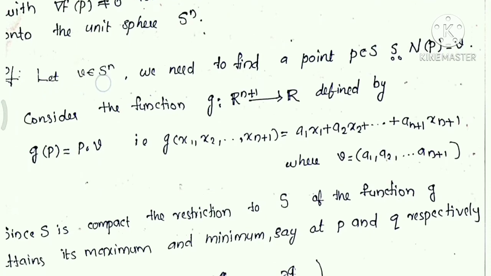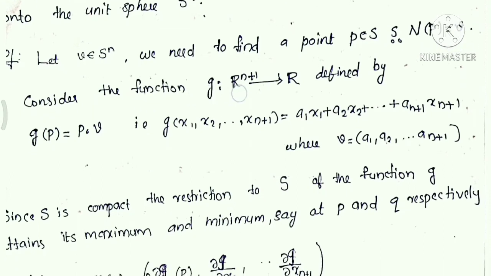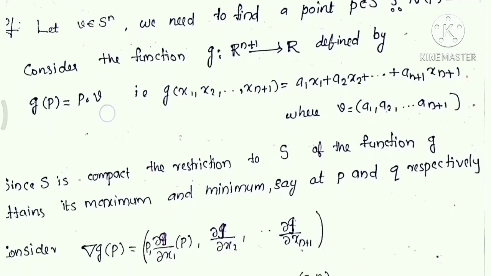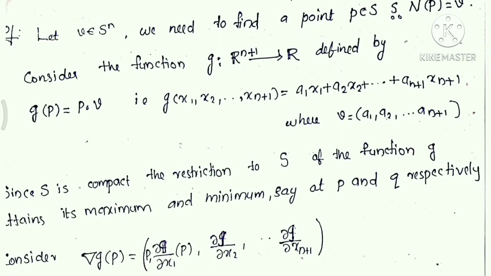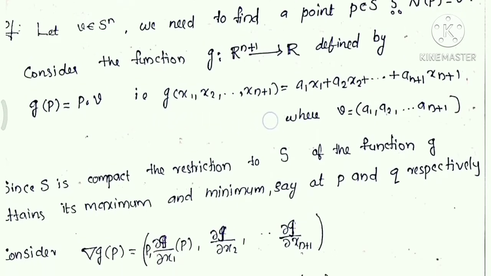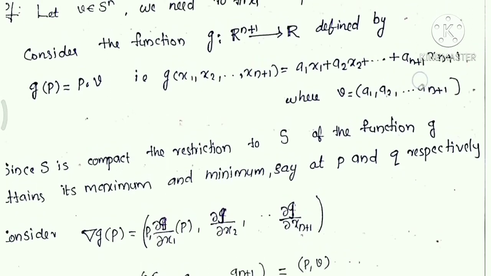Let v belong to S^n. Consider the function g from R^(n+1) to R defined by g(p) equals p dot v. If v equals (a1, a2, etc., a_(n+1)), then g(x1, x2, etc., x_(n+1)) equals (x1, x2, etc., x_(n+1)) dot (a1, a2, etc., a_(n+1)), and it is equal to a1 x1 plus a2 x2 plus etc. plus a_(n+1) x_(n+1).